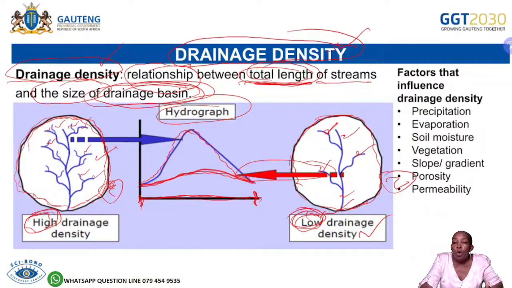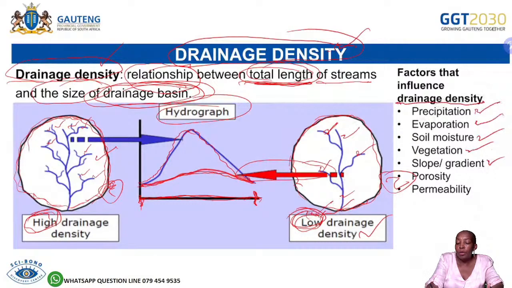Okay, so what are the factors that influence the drainage density? For an area of the same drainage basin, to determine if it's a high or a low drainage density, there are factors that we look at. These factors are precipitation, evaporation, soil moisture, vegetation, slope or gradient, and porosity, as well as permeability. So how do we look at each and every one of these factors as determining the drainage density?